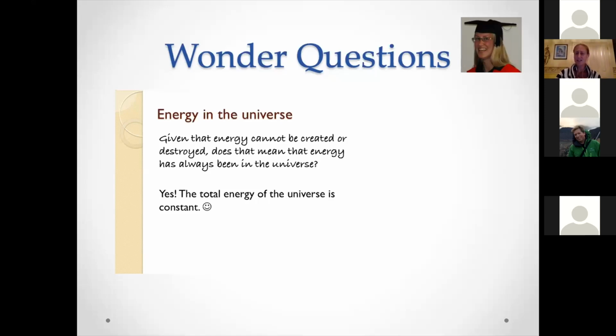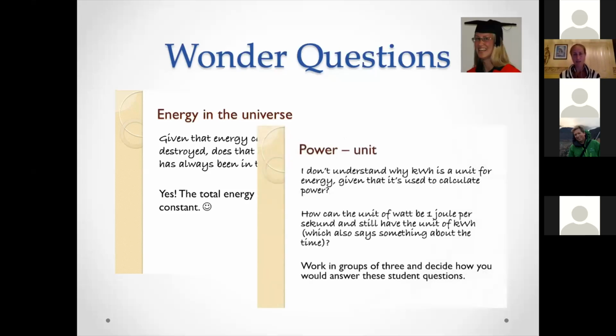In other cases, student wonder questions would reveal confusion. So here's another couple of examples. I don't understand why kilowatt hours is a unit for energy, given that it's used to calculate power. And how can the unit of watt be 1 joule per second and still have the unit of kilowatt hour, which also says something about the time? So here there's total confusion, at least amongst a couple of the students.